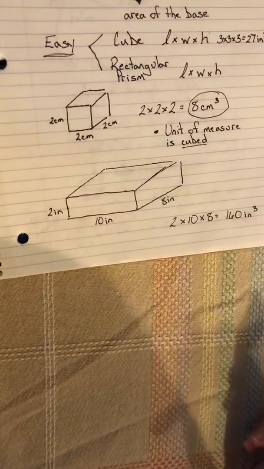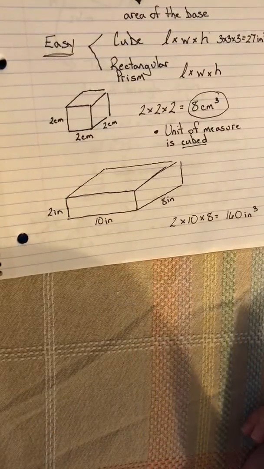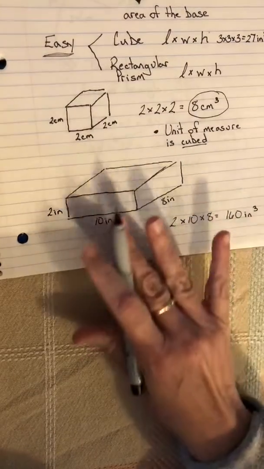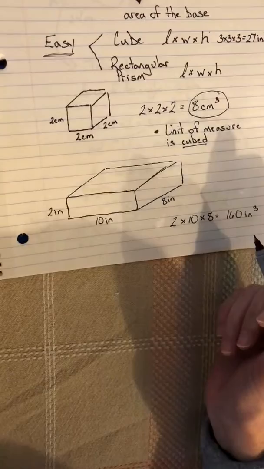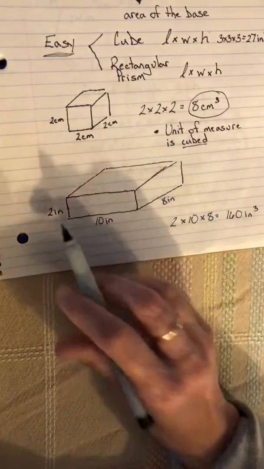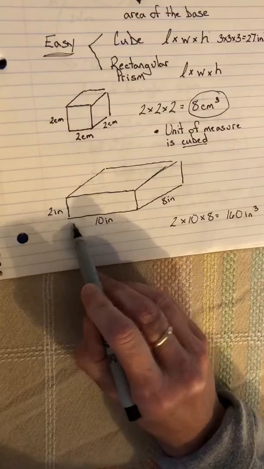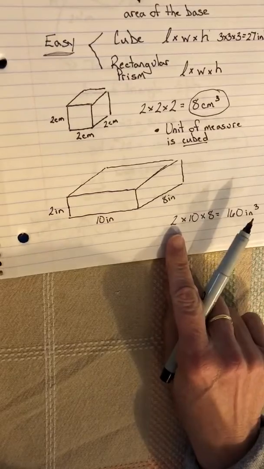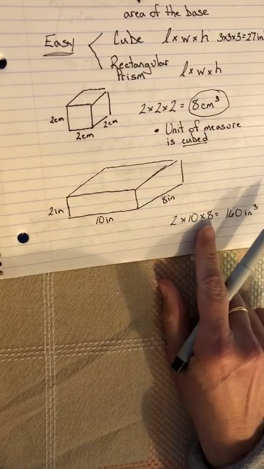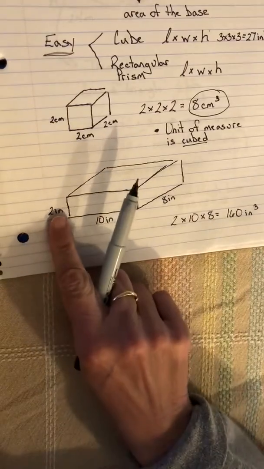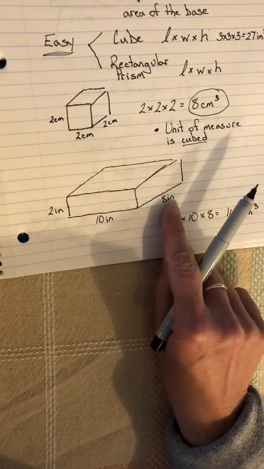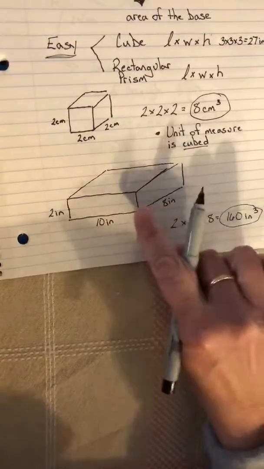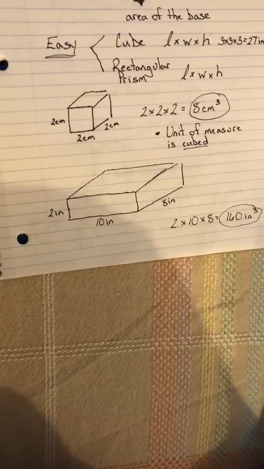Here's our picture of a rectangular prism. It's like a box that you would get at a store, maybe a box that a puzzle was in or something you would get from Amazon. So we have 2 inches by 10 inches by 8 inches. So we would plug in 2 times 10 times 8 is 160. And inches times inches times inches is going to give you inches cubed. So the volume of this box would be 160 inches cubed.